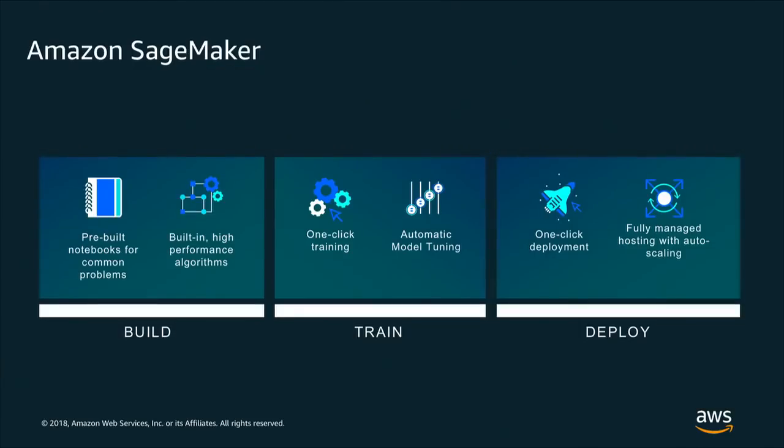In particular, I'm going to talk about Amazon SageMaker. With Amazon SageMaker, what we're trying to do is we want you to focus on three aspects of machine learning. We want to make it easy for you to build, train, and deploy the models.